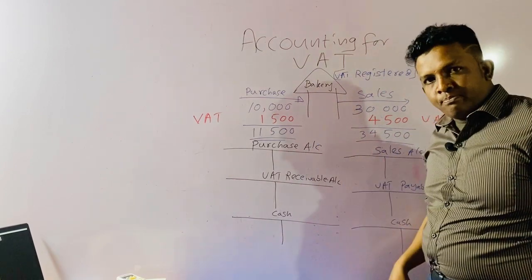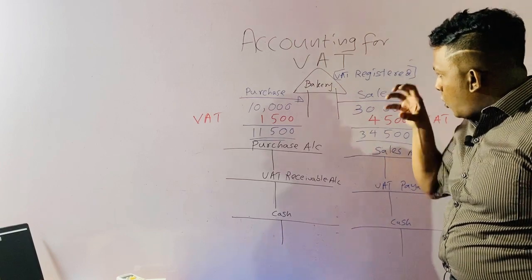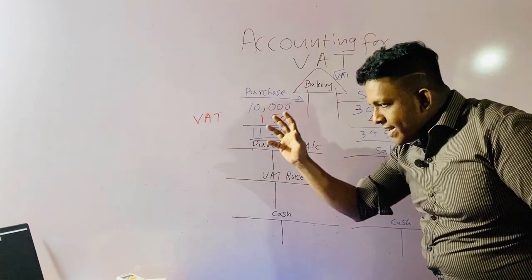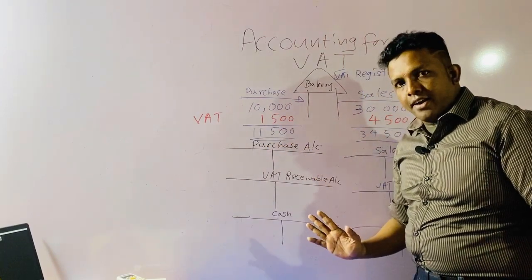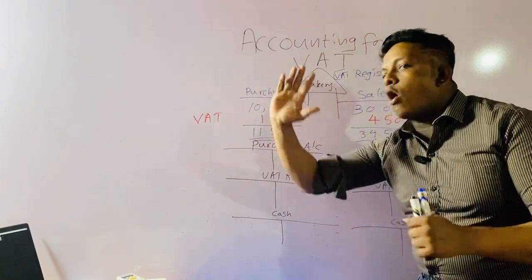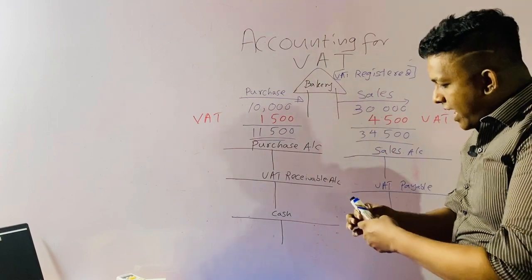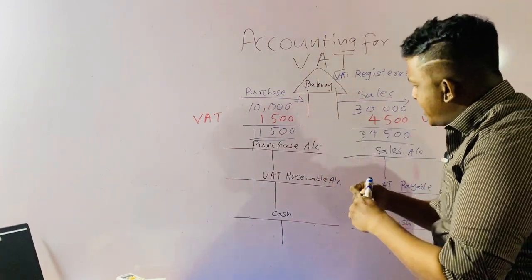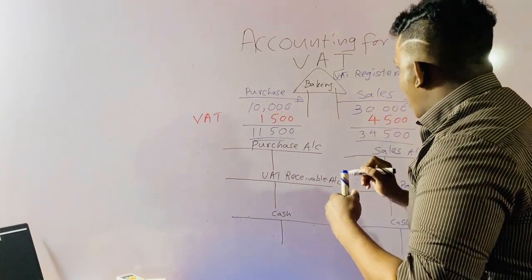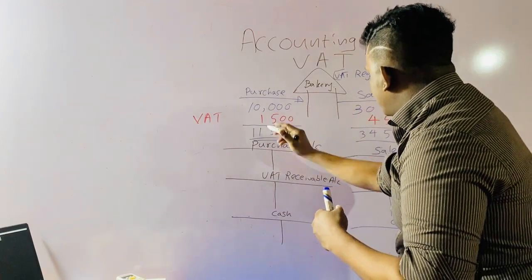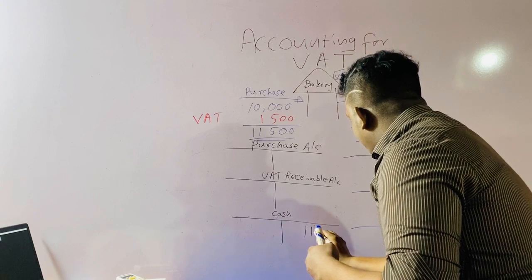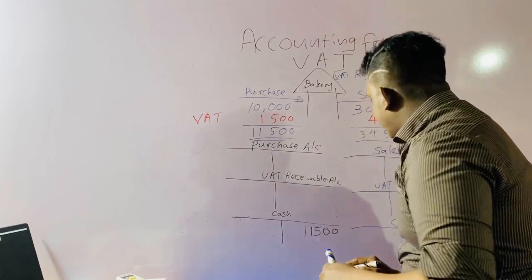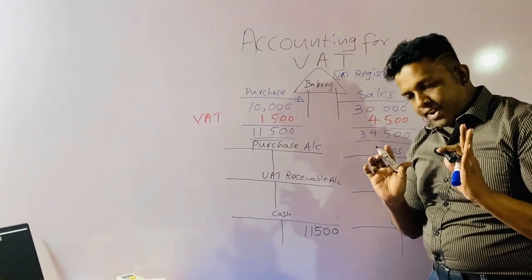We have paid. So when we pay that 11,500, our cash will go out. Then we can directly credit the cash account with this 11,500 rupees. A cash credit of 11,500 rupees. I hope you can understand it, right?